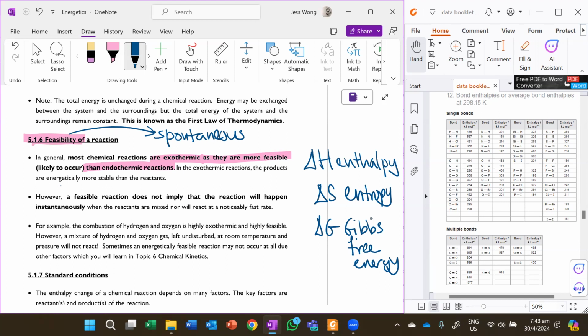Comparatively, a non-spontaneous reaction will be something like the decomposition of calcium carbonate. In order to decompose the calcium carbonate, you need to constantly provide heat to break down the compound, and therefore it is in a way non-spontaneous. You have to constantly supply energy. On its own, it does not break down naturally.